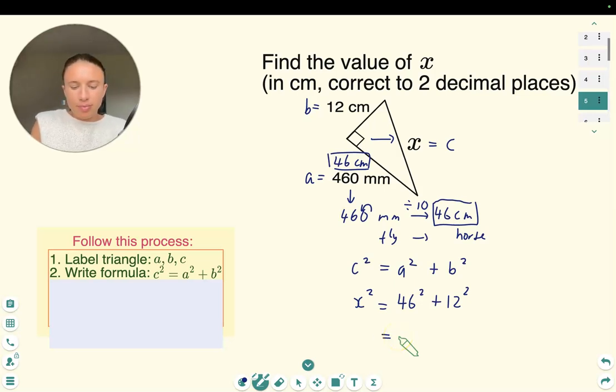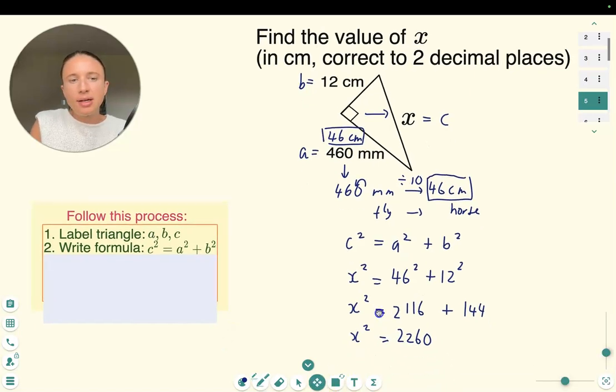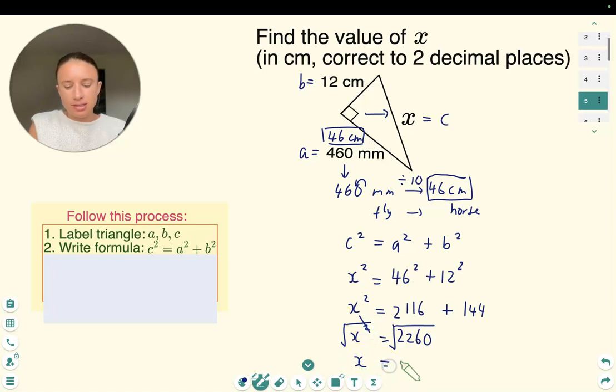Now, this one, simplifying the indices. Simplify again. 2260. But that's x squared. Remember, we want x on its own. What's the opposite of squaring something? Square root. So what you do to one side, do to the other. That cancels, and you've got x is root 2260.